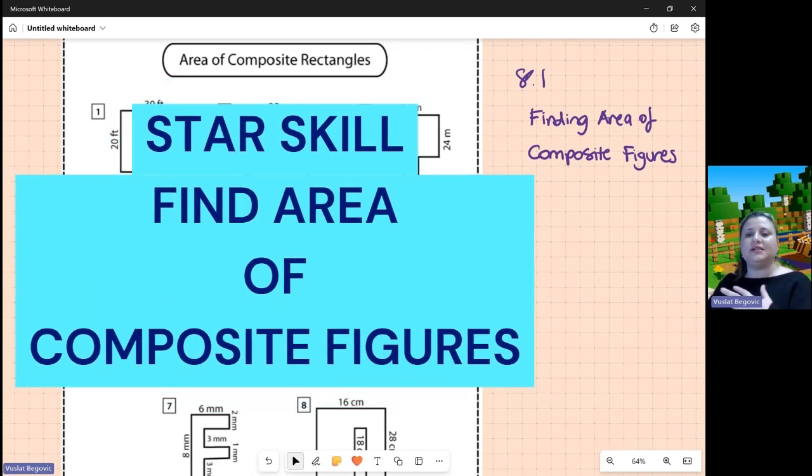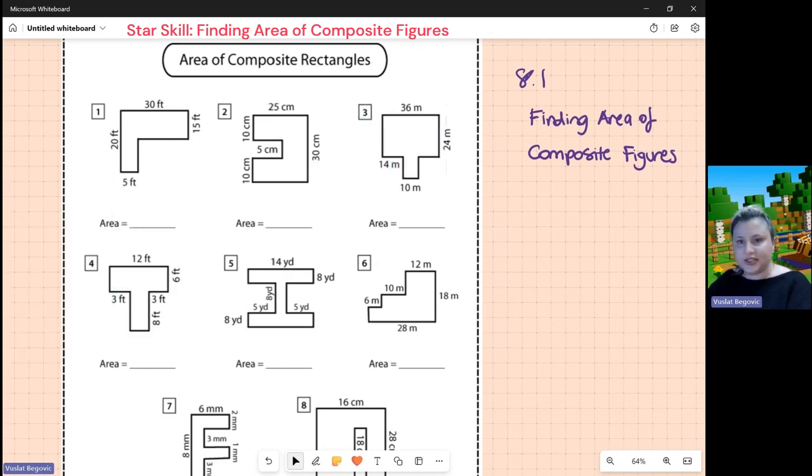Composite figures means it's not just one shape. Sometimes they call them irregular shapes, but irregular shapes and composite figures are different. Composite figures you can measure. They are actually a combination of 2 or 3 shapes. However, irregular shapes have no regular form. For instance, these are all composite ones that you can see in here. But a shape like this is an irregular shape.